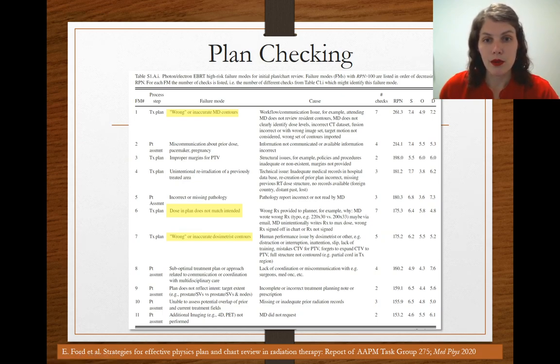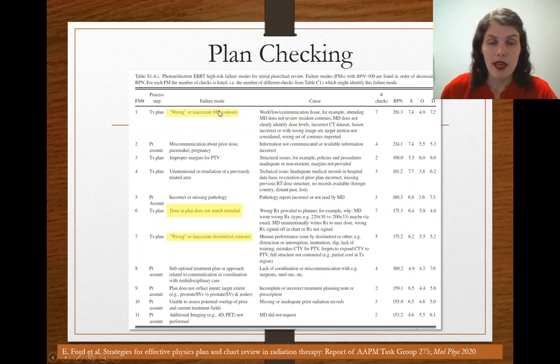The third main use that we have for ClearCheck is plan checking. And a lot of physicists watching this presentation will attest second checks are not our favorite part of the job, but very necessary. So this table is taken out of TG 275, a recent task group that describes effective chart and plan review. And you can see that they've listed out some of the major failure modes using a TG 100 type analysis that you might see in plan checking.